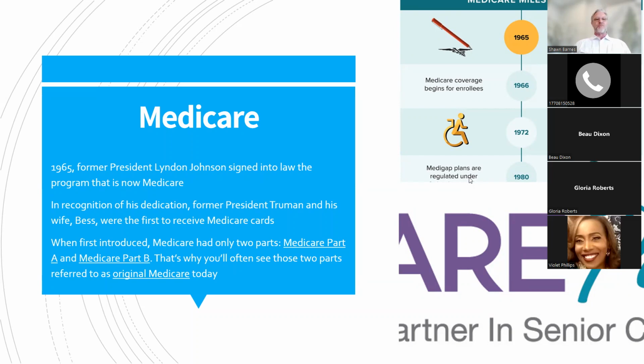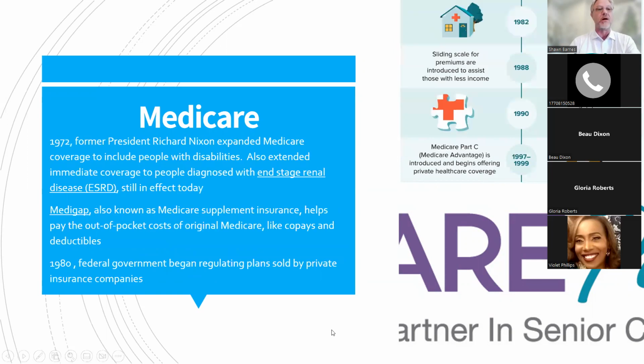Her name is Frances. When Medicare was first introduced, and you may know it as original Medicare, it only had two parts, Medicare Part A and Medicare Part B. And this is why we call them original Medicare, because they were the only parts in the original Medicare law.